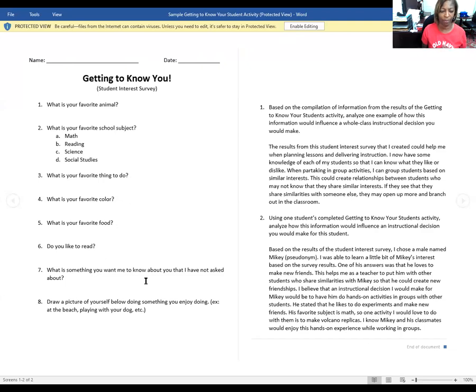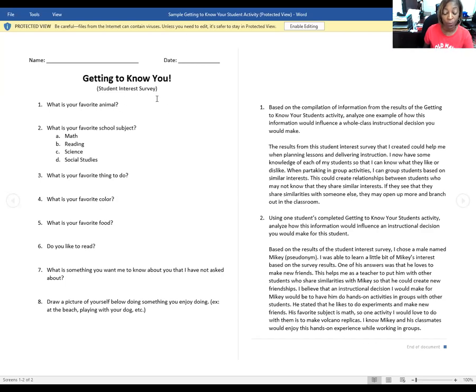That's just an example. And then, of course, the individual answers the question based on the compilation of information. You can read that. That'll be good for you. And using one of your students' completed getting to know you student activities, analyze it. And that's what the student did here. But this is what you're interested in.